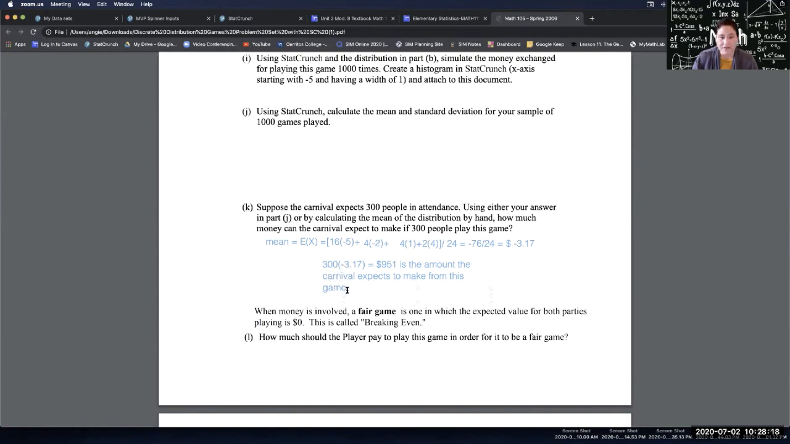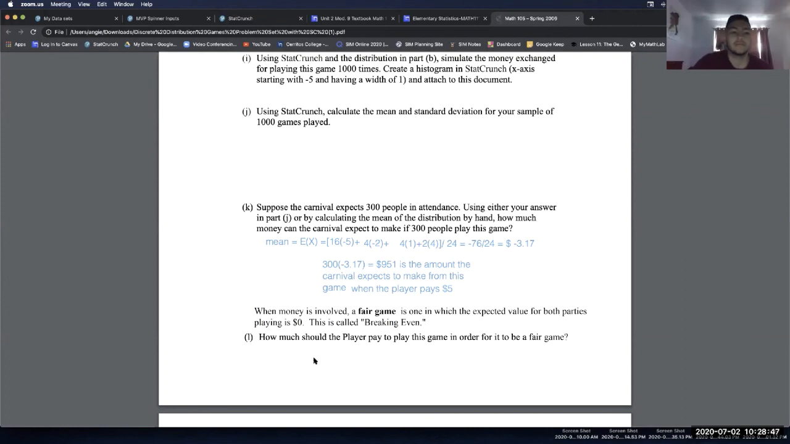So when they're paying $5, I'm going to add that into my statement here. When the player pays $5, they're losing $3.17. What would the carnival have to do if they just want the player to break even? What would they have to do with the cost to play the game? Lower it. Yeah, they'd have to lower the cost. And how much they should lower the cost is what they're expected to lose. So I'll take the $5 that I'm paying right now, and let's lower it by $3.17.